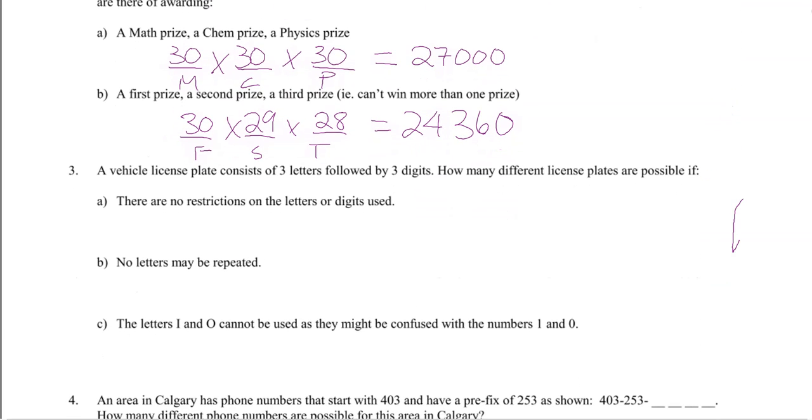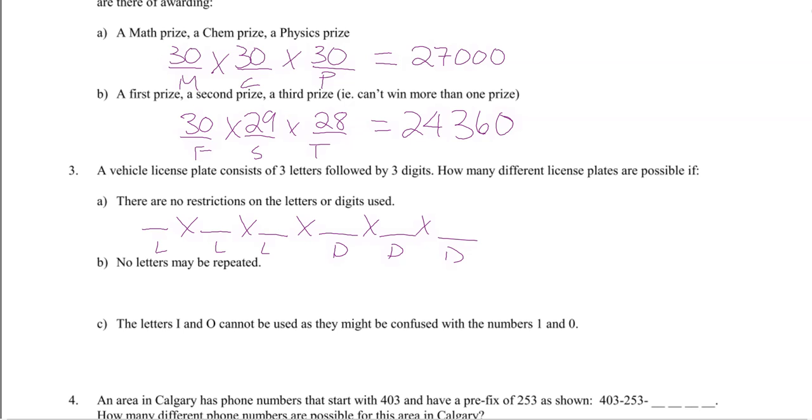A vehicle license plate used to, now it's different, but it used to consist of 3 letters followed by 3 digits. How many different plates would be possible if there are no restrictions? All right, so here's how the fundamental counting principle works. 3 letters, 3 digits. So letter, letter, letter, digit, digit, digit. Okay, you don't have to label underneath them if you don't want.